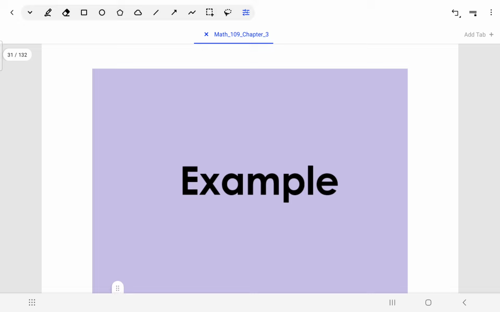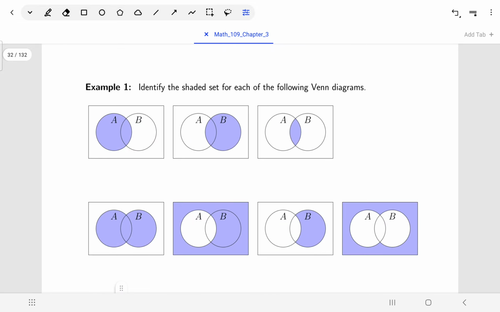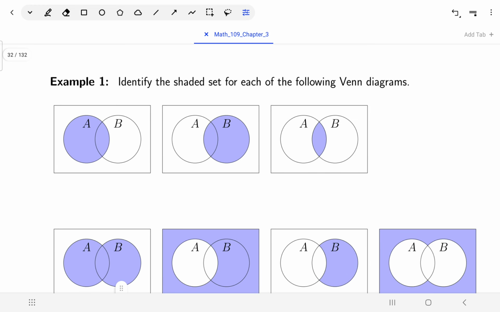All right, let's start with an example. And we're going to start with two sets at first and then work our way up to three sets. So I've got seven different Venn diagrams, and I'd like to figure out who is the shaded set for each of them.